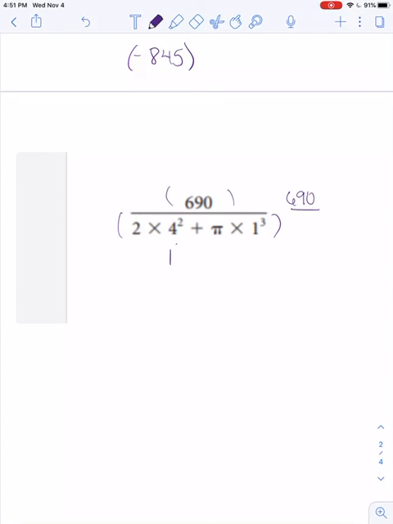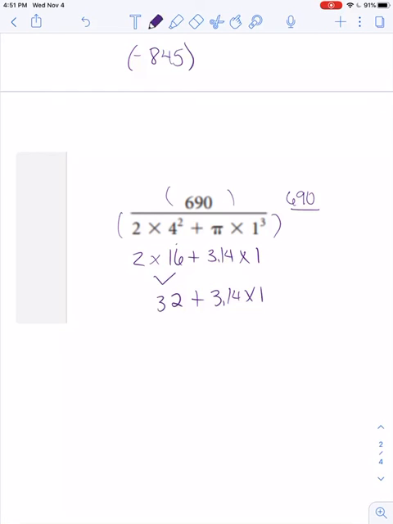4 to the power of 2 would be 16. And we're going to write the rest of our equation. Over here, pi, I'm going to write 3.14. And 1 to the power of 3, that would be 1 times 1 times 1. It stays 1. So now we have a multiplication, an addition, and a multiplication. If we follow BEDMAS, we have to do our multiplication first. 2 times 16 gives us 32, plus 3.14 times 1.